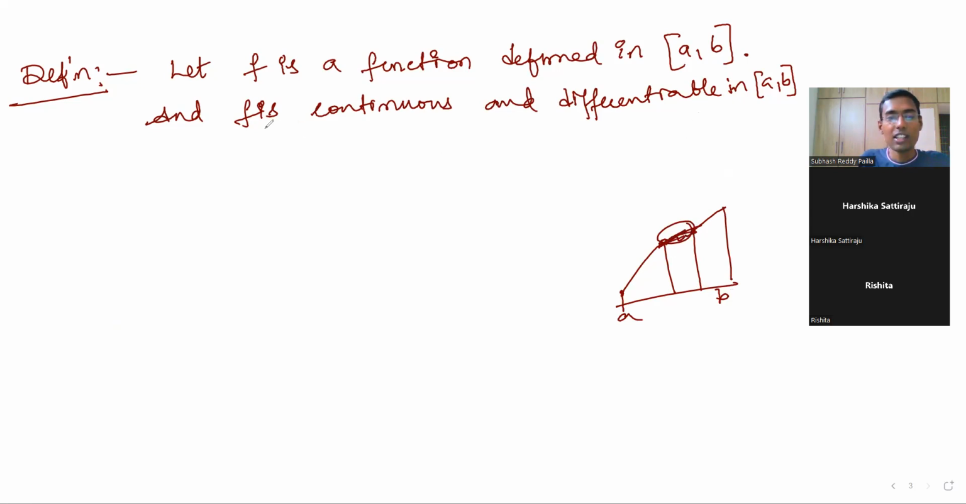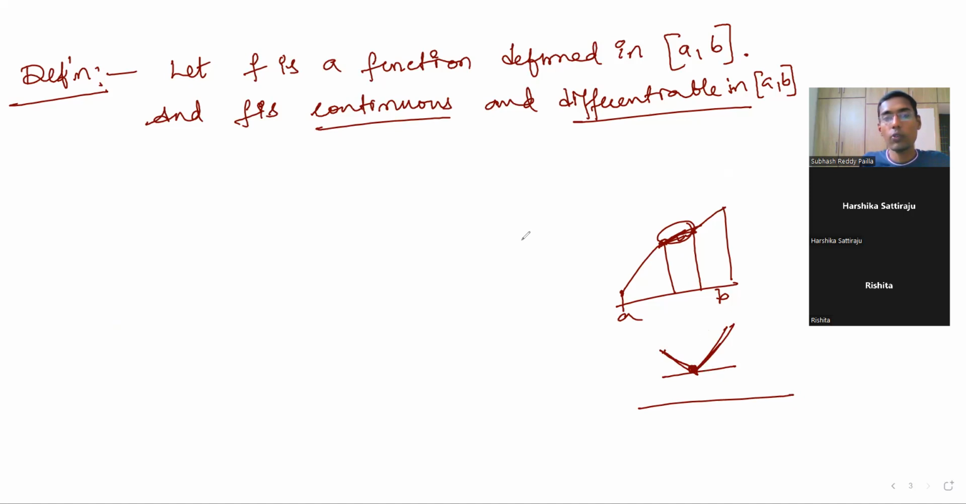That is the reason f is continuous and differentiable. I told you, differentiable means what? For example, if the curve is like this, here is a vertex. Vertex means it is not differentiable. I told you vertex means we can't draw the tangent. Therefore, we say it's not differentiable.